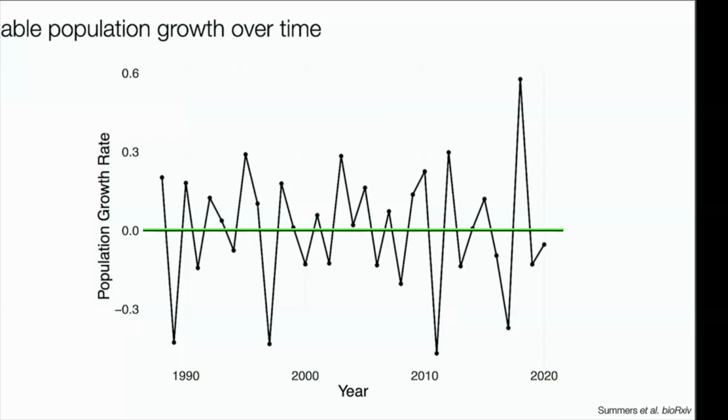So if we estimate the population growth rate in our population over time, it fluctuates dramatically, but the asymptotic growth rate is essentially 0, which means that our population is demographically stable. The census population size fluctuates, but on average stays the same.